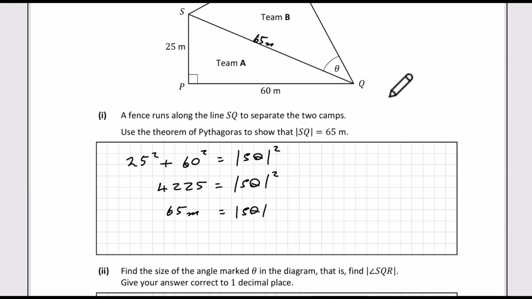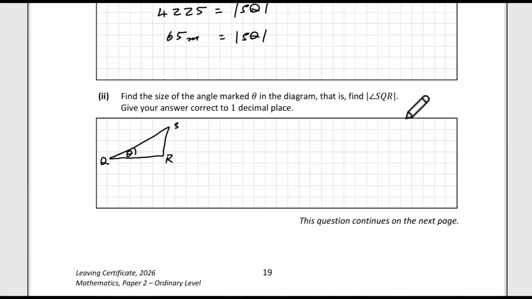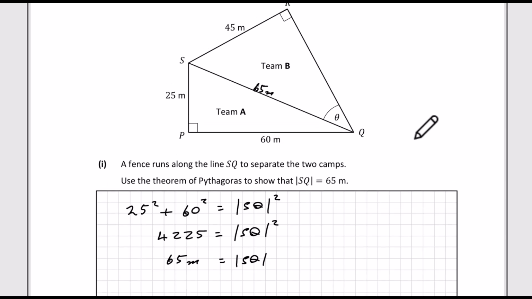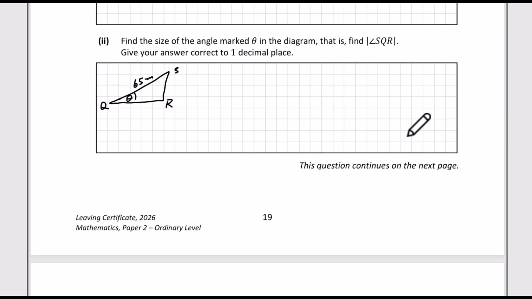Let's put in the measurements then. Well, we know that SQ is 65. We've just done that. So that's the hypotenuse, 65 meters. We also know that SR is 45 meters. So this is 45 meters here. So we've got to work out the angle SQR. We've got to work out theta. So we have the opposite. We have the hypotenuse. So we're going to look at sine of theta is equal to 45 over 65.